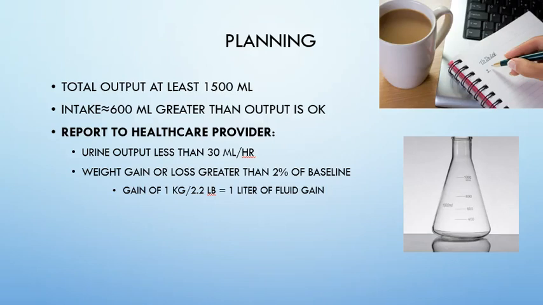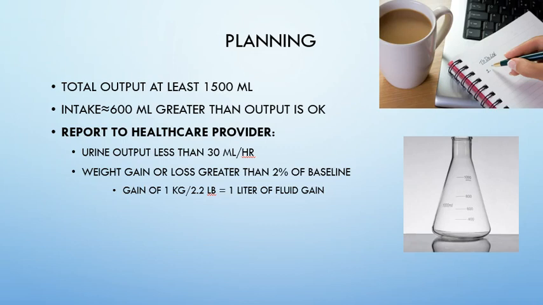Up next in the nursing process is planning. We can expect total output to be at least 1,500 ml per day for a given client. Total intake, however, may be roughly 600 ml greater than output. This is okay because we know that we can't measure or account for the insensible or unseen losses from evaporation off the skin, exhalation, etc.